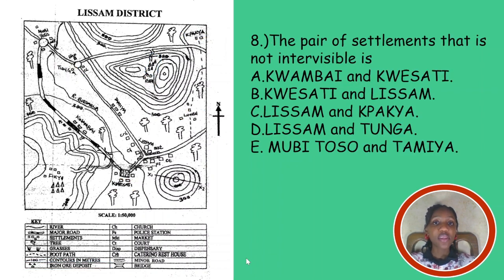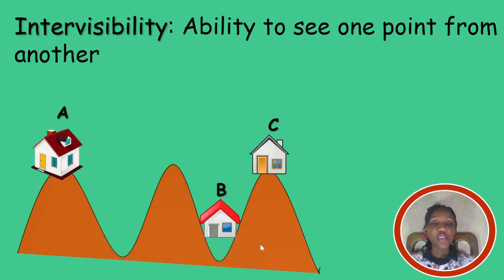The pair of settlements that is not intervisible is... So if you watch the previous correction video, NECO 2022, then you'll find the explanation to a similar question. For the sake of first-time viewers, we'll quickly run through the concepts again. Intervisibility is the ability to see one point from another. The reason why a settlement will not be intervisible is due to the presence of a high contour between the settlements or the places in question.